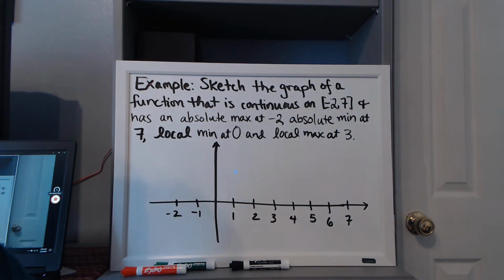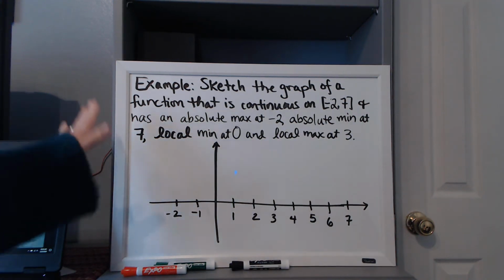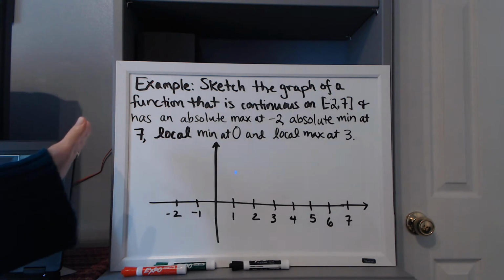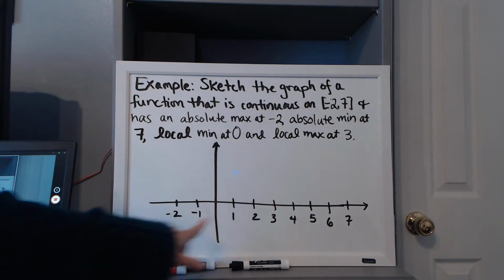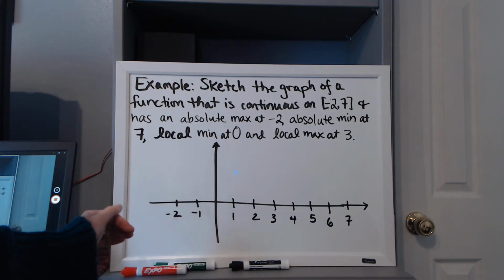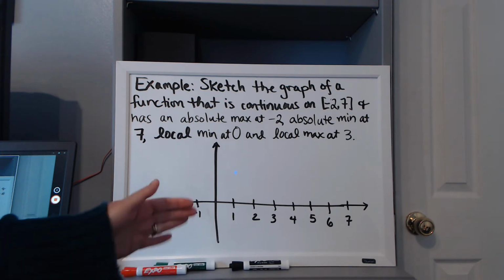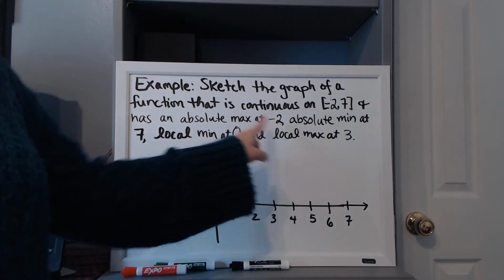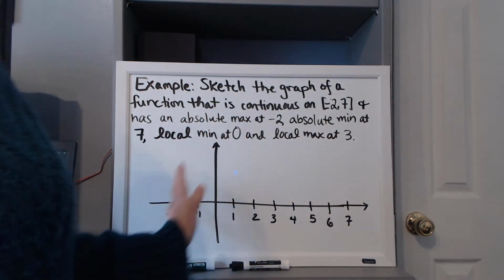Okay, now time for our next example. We're going to sketch the graph of a function that is continuous on the closed interval from -2 to 7. So remember, continuous means that there will be no breaks, and has an absolute max at -2, an absolute min at 7, a local min at 0, a local max at 3. So the -2, 7, 0, and 3, these are all x values.